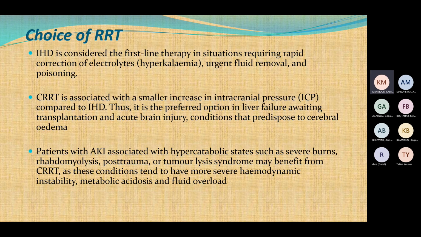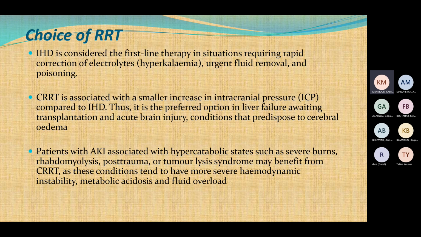Moving further, so the choices. The way I said, intermittent dialysis is considered the first line therapy if you need a rapid correction of electrolytes, you need urgent fluid removal, or in case of any poisoning. But CRRT, so our CVV-HDF, just to repeat, is one form of CRRT.